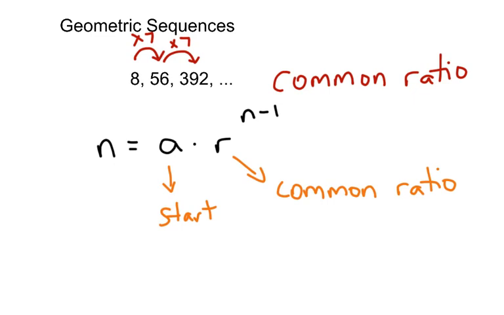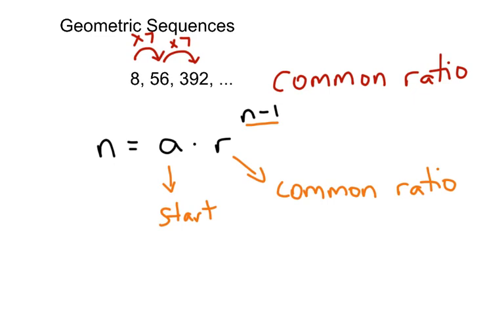In other words, I've got my starting point and I'm going to multiply by r, and what this tells me is how many times you're going to have to multiply by r. If I want the 20th term, I'm going to have to multiply by r 20 minus 1, or 19 times. So that's what the n minus 1 is in there for. Very similar to the one we did before with the arithmetic sequences.